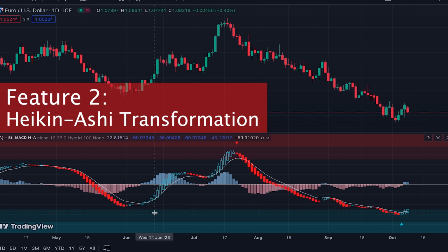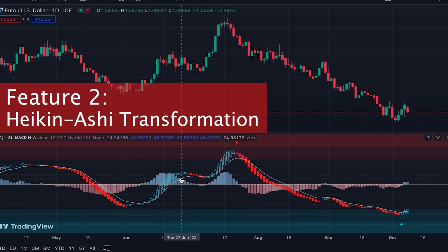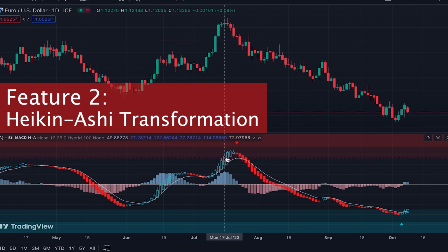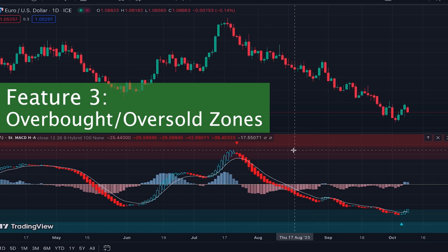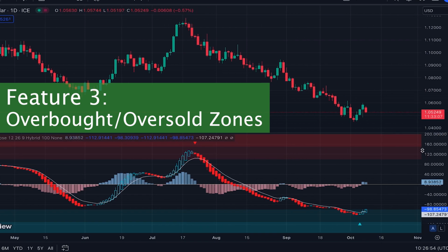Similar to the original MACD, we have a signal line here, which is this white line, and we also have the MACD histogram, which is actually the distance between the signal line and the MACD line, which is transformed to Heikin-Ashi candles in this indicator. Another new feature that we have here is showing these overbought and oversold zones, which are marked from 100 to 150 and from 150 to 200 for overbought zones, and here from minus 100 to minus 150 and from minus 150 to minus 200 for oversold conditions. 150 to 200 and, on the other hand, minus 150 to minus 200 are the extreme levels of overbought and oversold in this indicator.